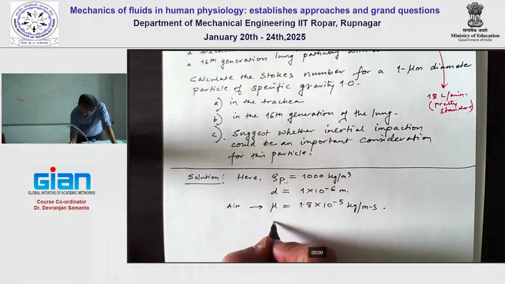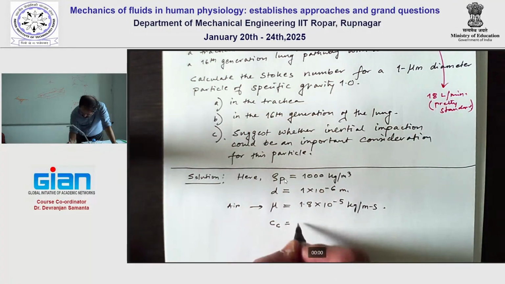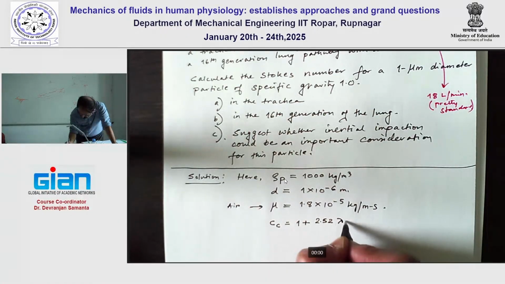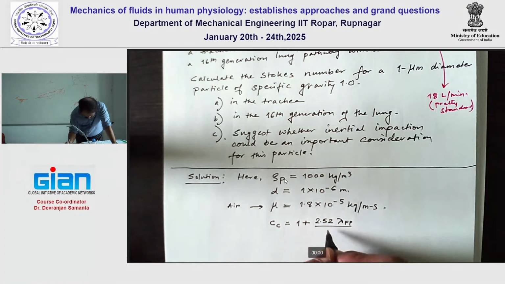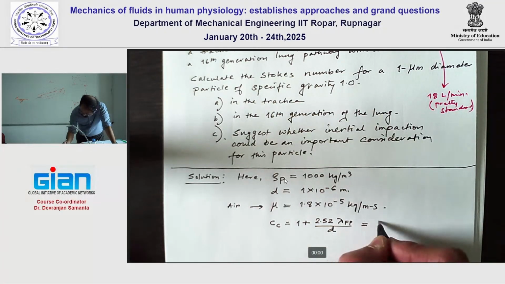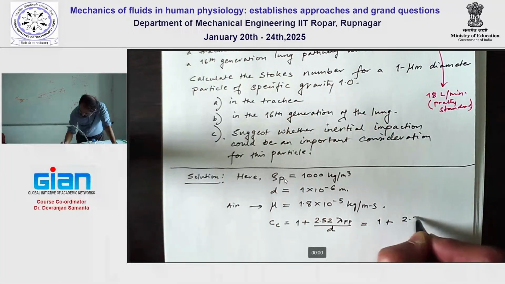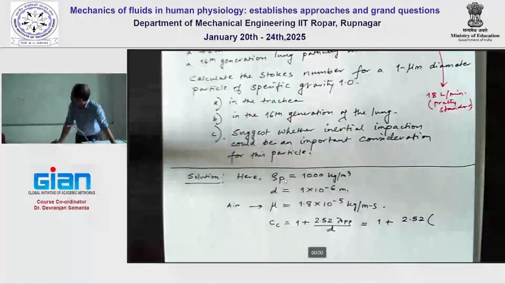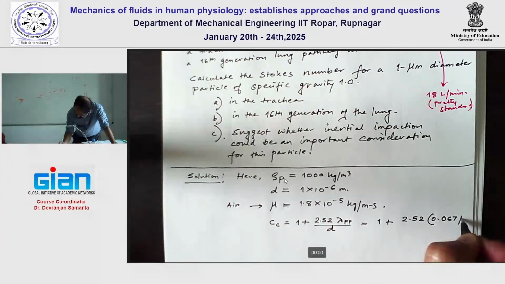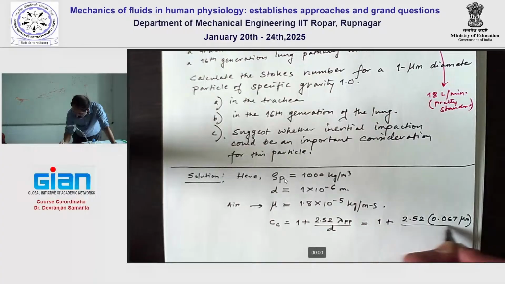The slip correction factor Cc is 1 plus 2.52 times the mean free path distance divided by the particle diameter d. This is 1 plus 2.52 times lambda, which we have seen is 0.067 micrometer for air, divided by the diameter of the particle, which is 1 micron, right?